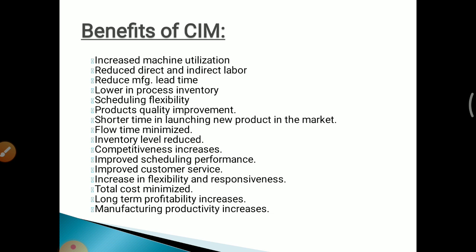The next benefit is product quality improvement. By making use of computer integrated manufacturing, the product quality will definitely improve because of fewer mistakes and fewer errors, as we are making use of automation which works according to programs or a set of instructions.